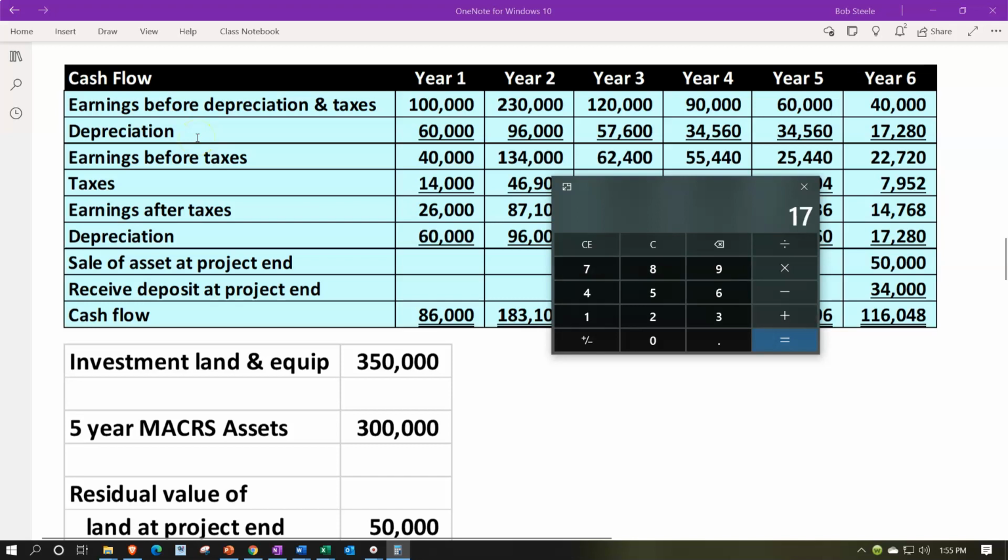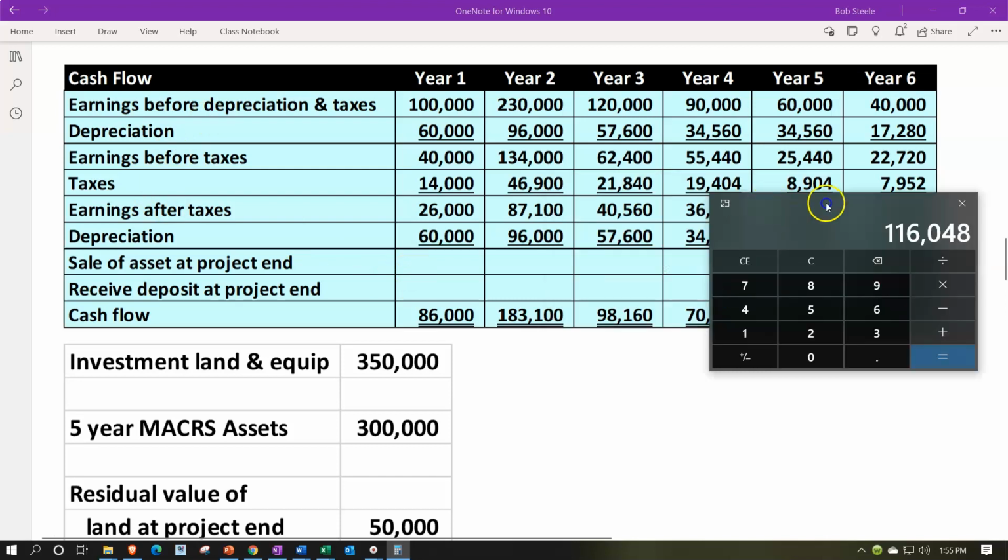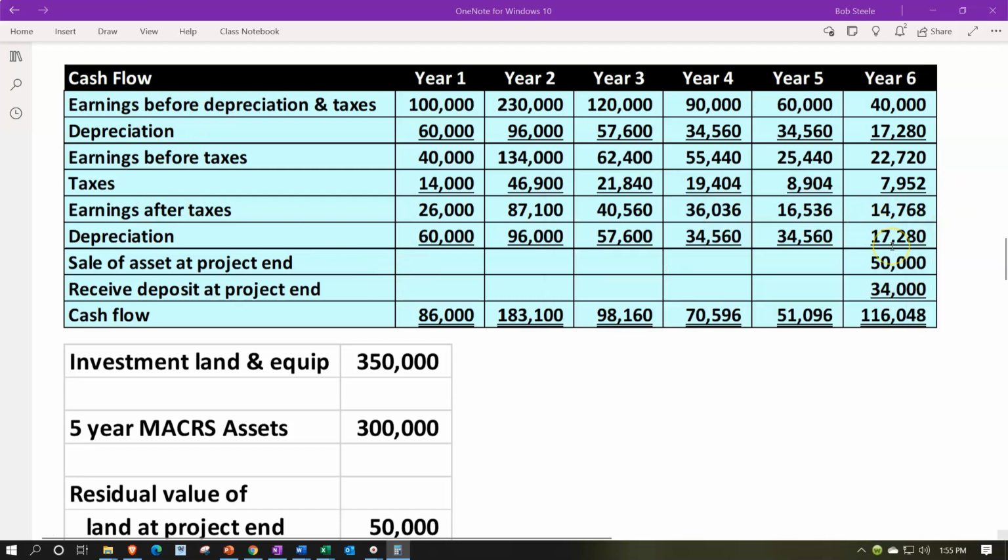14,768 plus the 17,280 plus the 50,000 plus the 34,000, and there we get that. Note that we should not have probably put an underline right here. That's a little deceiving, because that 50,000 isn't the sum; you're adding up those four numbers.